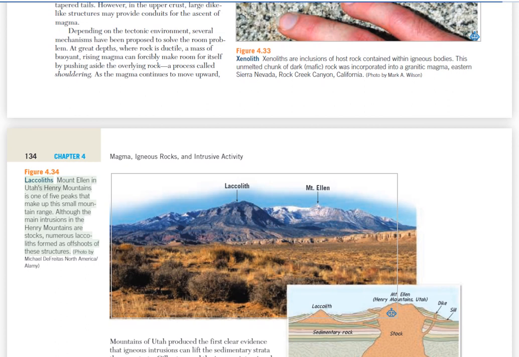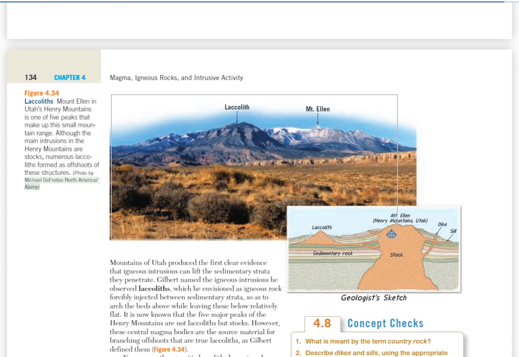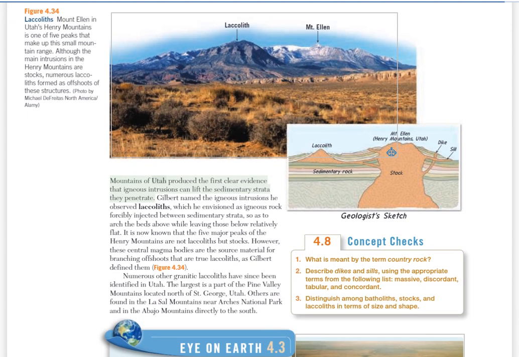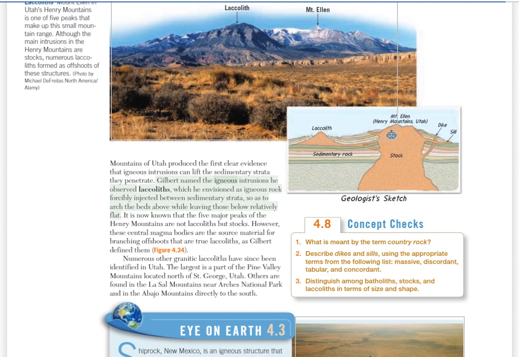Figure 4.34. Laccoliths. Mount Ellen in Utah's Henry Mountains is one of 5 peaks that make up this small mountain range. Although the main intrusions in the Henry Mountains are stocks, numerous laccoliths formed as offshoots of these structures. Photo by Michael DeFreitas. Mountains of Utah produced the first clear evidence that igneous intrusions can lift the sedimentary strata they penetrate. Gilbert named the igneous intrusions he observed laccoliths, which he envisioned as igneous rock forcibly injected between sedimentary strata, so as to arch the beds above while leaving those below relatively flat.